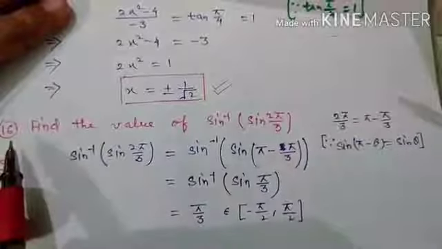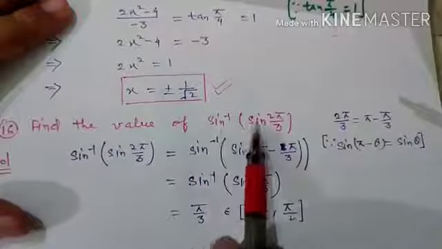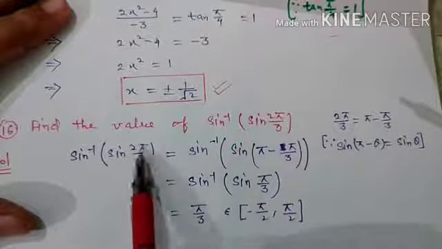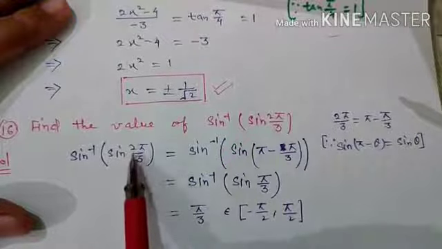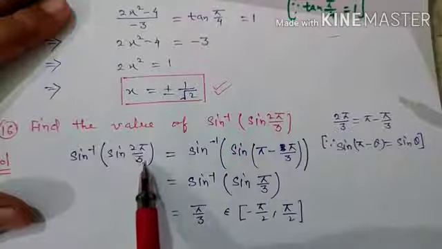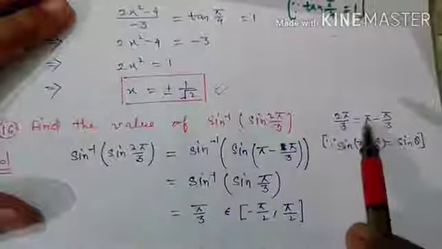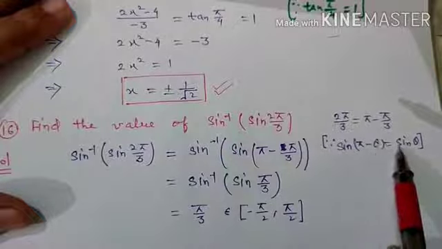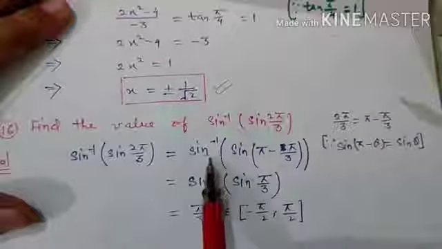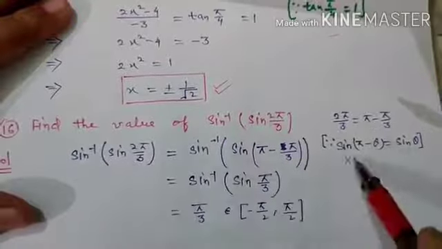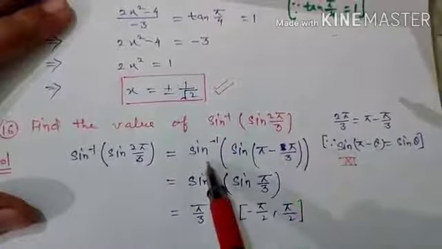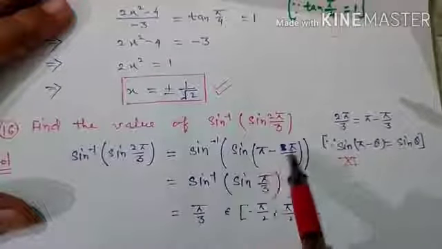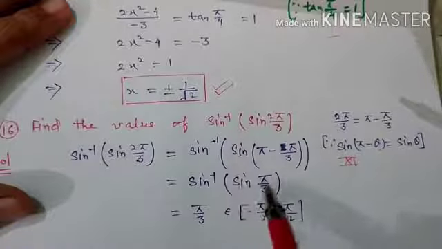Now question number 16, find the value of sine inverse sine 2 pi by 3. We know that we can write this 2 pi by 3 as pi minus pi by 3, and we know that sine of pi minus theta is sine theta. So in class 11th we have studied this formula. Now we are applying it here. Sine inverse sine of pi minus pi by 3, and sine of pi minus pi by 3 is sine pi by 3.